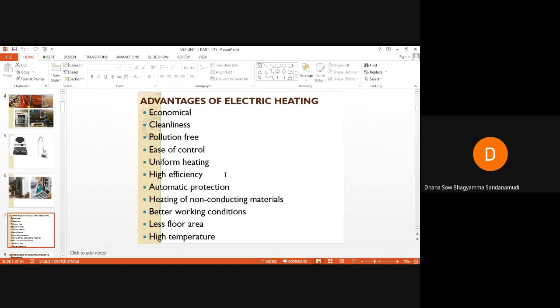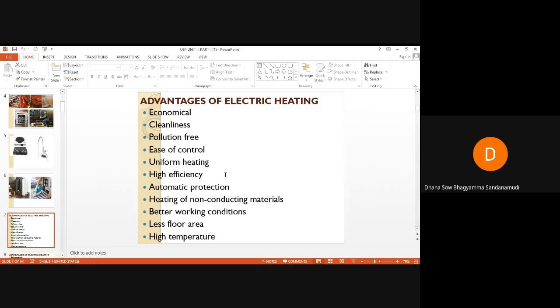Next one is automatic protection. Protection against overcurrents and overheating can be provided by using control devices in electric heating. If you are using control devices, you can easily protect against overcurrents and overheating. So automatic protection can be provided in the case of electric heating. The next advantage is heating of non-conducting materials. Heat development in non-conducting materials such as wood or porcelain is possible only through electric heating.